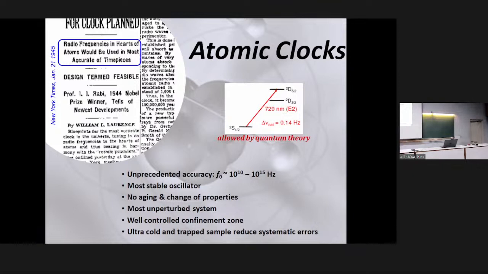So that's the whole point. If you take an oscillator which has a much larger oscillation frequency, you have a better chance to make a more accurate clock. Is that clear? Shall I repeat? Okay.